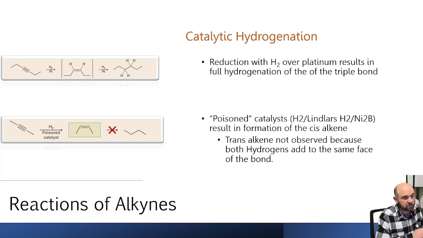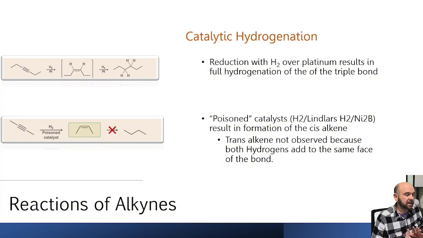In fact, you can't use pure platinum catalyst if you want to stop at the alkene. If you want to stop at the alkene, you have to use what's known as a poison catalyst. Some of these, it's called Lindlar's in some cases, and it might be indicated by a nickel compound. So sometimes we use nickel instead of platinum because nickel is not quite as good catalytically as platinum is, and because of that we can stop at the alkene product instead of moving all the way to the alkane product.